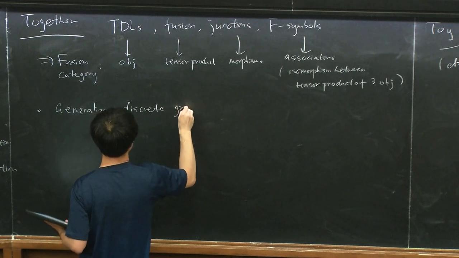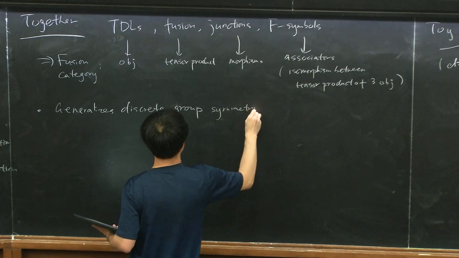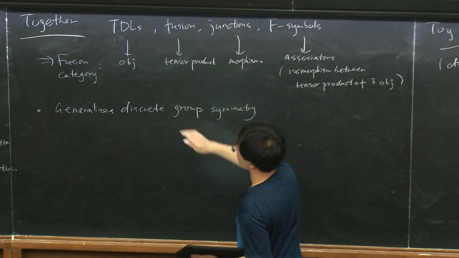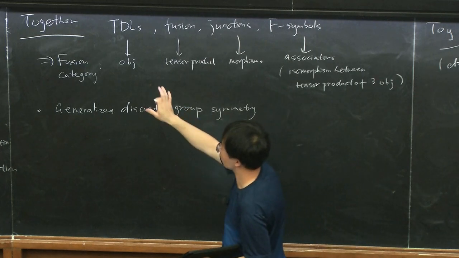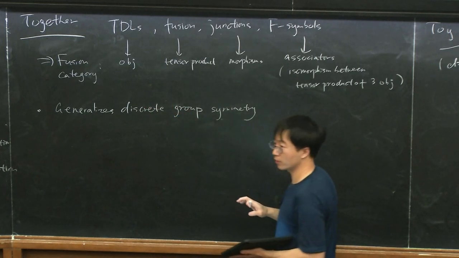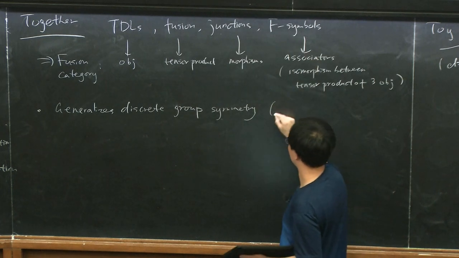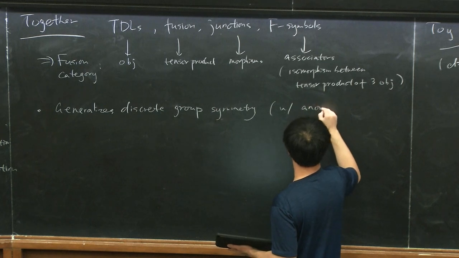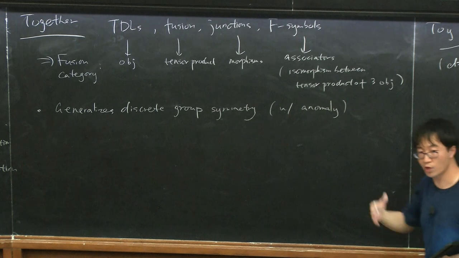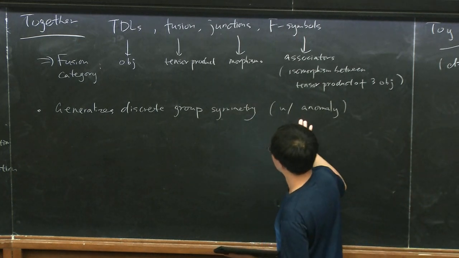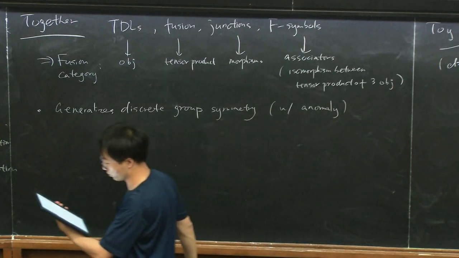discrete group symmetry, okay? Particularly in a special case when all the topological defect lines are invertible and corresponding to some group, the fusion category is nothing but the usual discrete group symmetry, but at the same time keeping track of the anomaly through the F symbol. So it's in a sense containing more data than the group. But the data it contains is precisely what we care about in physics. There is an anomaly associated with the discrete symmetry.